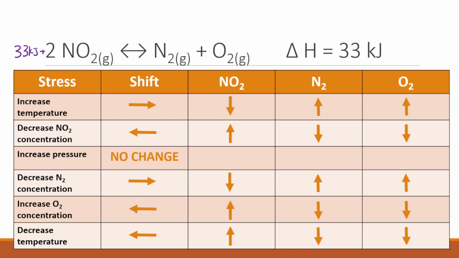Decreasing the N2 concentration means I am slowing down the rate of the reverse reaction, which allows the forward reaction to be the dominant, faster reaction. So I'm going to shift to the right side. I'm going to make N2 and O2 faster than they combine to make NO2. I'm going to use up my NO2 because I'm breaking it down faster than the N2 and the O2 combine.